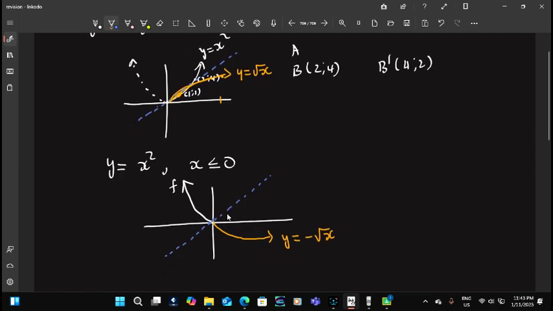Now we can also have the inverse of logarithms, or log functions. Logarithms are the inverse of exponential graphs. So if I have an exponential function and I want to invert it, I'm going to get a logarithm.